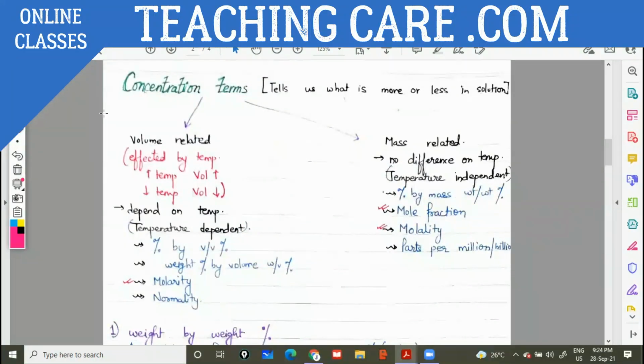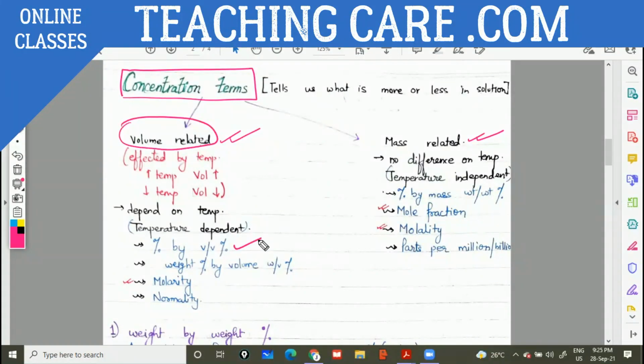Okay, concentration terms. That is also a part of this. You should know the concentration terms. Now, the concentration terms are based on volume related and mass related. When you talk of volume, you may have percentage by volume, weight by volume percent, that is W by V percent, molarity, normality. These are the four concentration terms based on the volume of the substance.